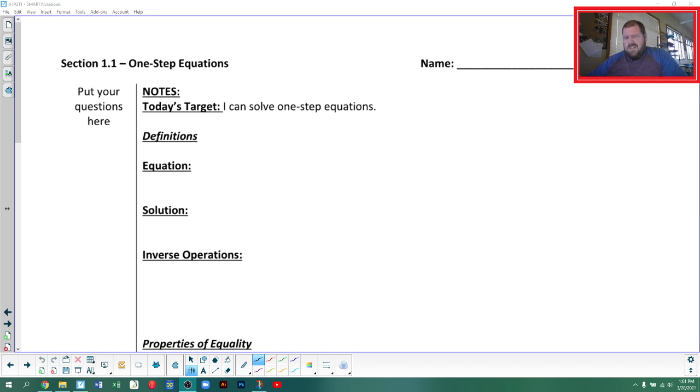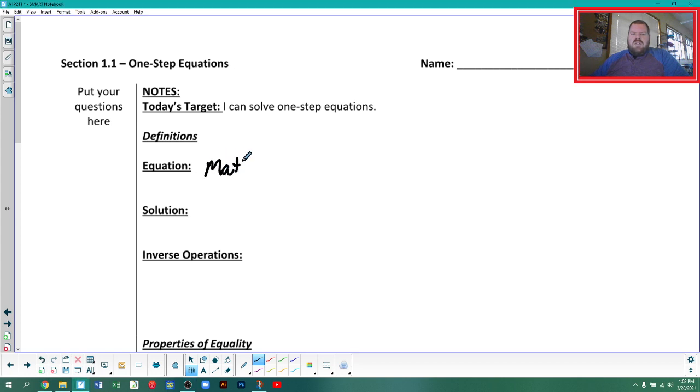We have a lot of definitions today, but it's all a review, or should be a review from probably multiple years prior to this. So I'm just going to formalize some of the ideas that we follow. Today is all about solving one-step equations. An equation is a mathematical sentence, a math sentence with unknown quantities.